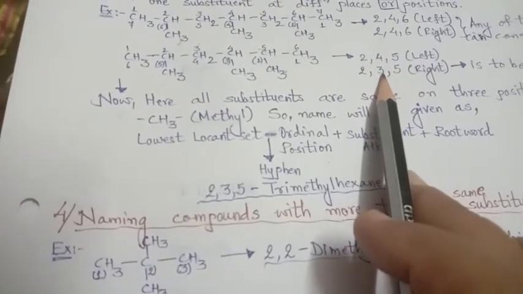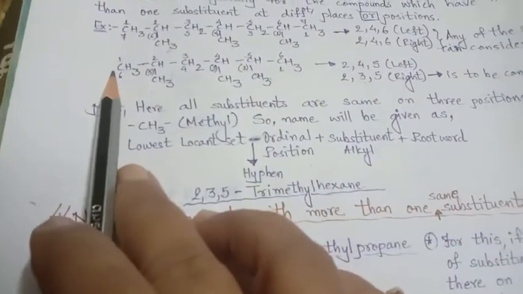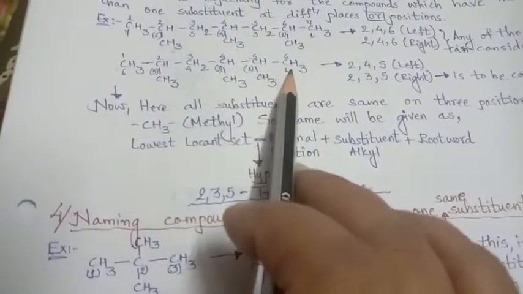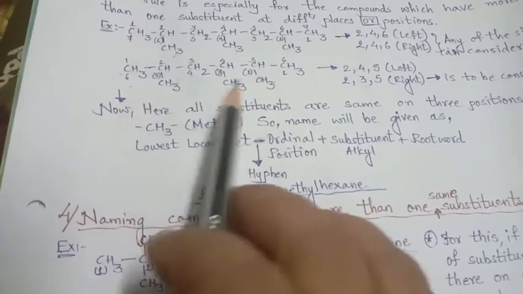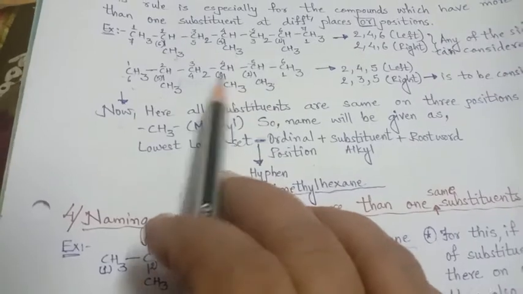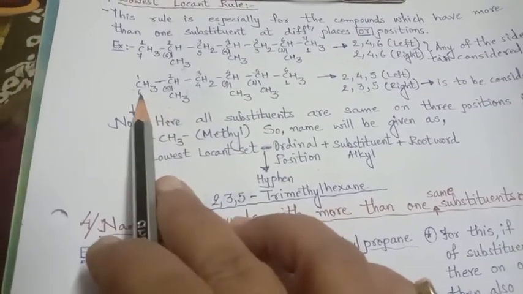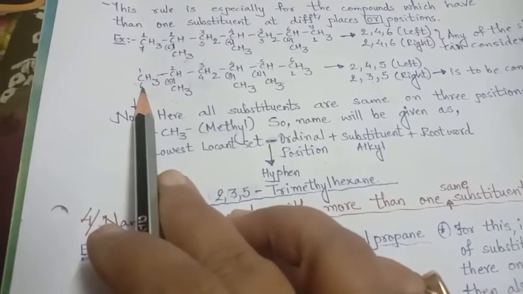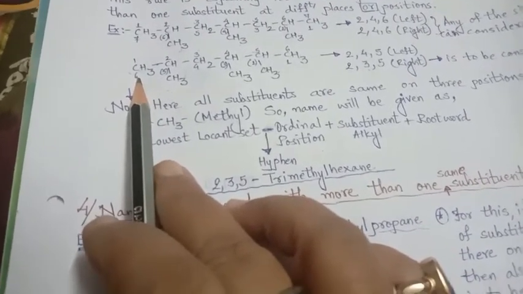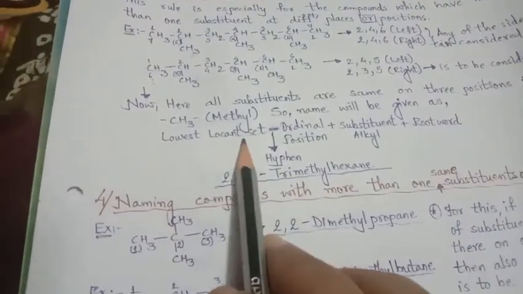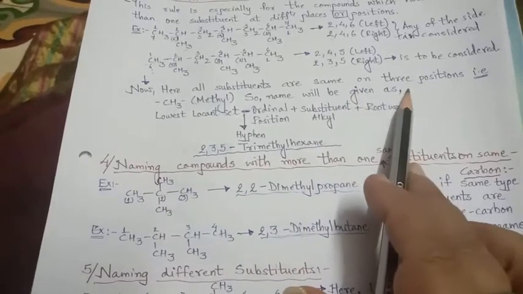So we will have to start the numbering from the right hand side. So from the right hand side the numbering will be considered. The naming will be 2, 3, 5 trimethyl, and the total number of carbons is 6. So it will be 2, 3, 5 trimethyl hexane. Right? So here see, all the substituents are the same on 3 positions.